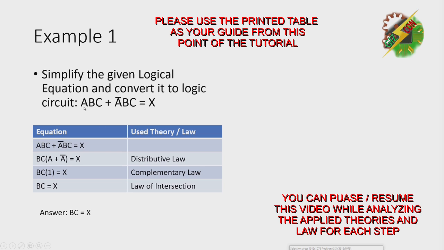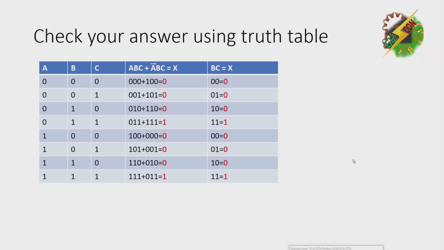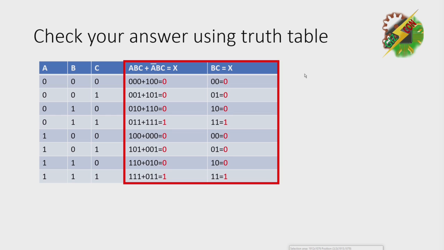If you try to convert the equation ABC plus A bar BC equals X, the logic circuit that you will have is very huge. But as you can see here, we can simplify it into a simpler equation that will give us this logic circuit. To check our answer, you just need to use the truth table. This is our first equation and this is the answer after using logic circuit laws and theories. The output of the truth table is the same, so this equation is equivalent to this equation. They will produce the same output and their logic circuit is the same.